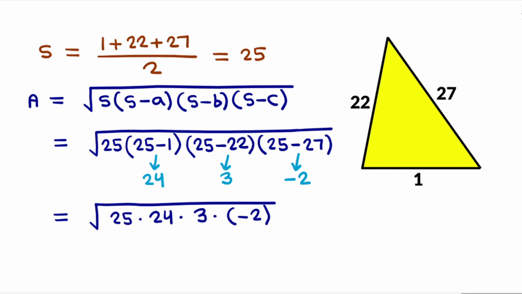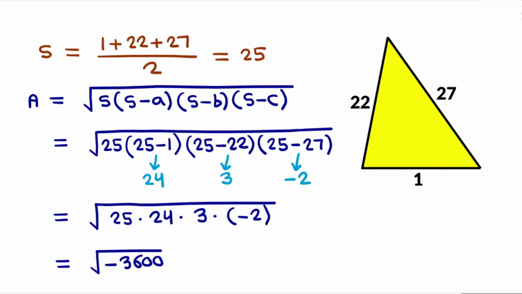And this is where things get interesting. 25 times 24 is 600. 600 times 3 is 1,800. And 1,800 times negative 2 is negative 3,600. So our formula gives us the square root of negative 3,600. That's not a real number. And that makes perfect sense because the triangle itself isn't real.